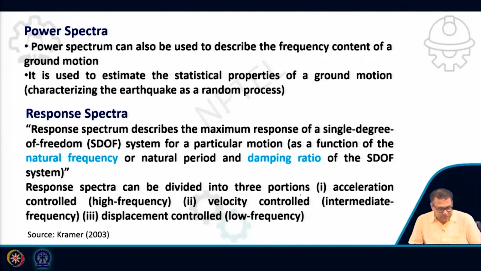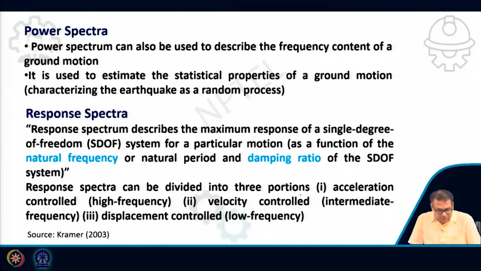The definition of the response spectra is that response spectra describe the maximum response of a single degree of freedom system for a particular motion, as a function of natural frequency or natural period and damping ratio of the single degree of freedom system. So it is a function of only natural frequency or natural period and damping ratio. So it is the maximum response.